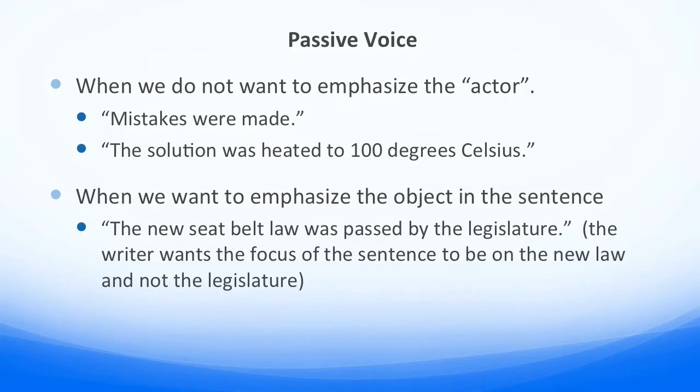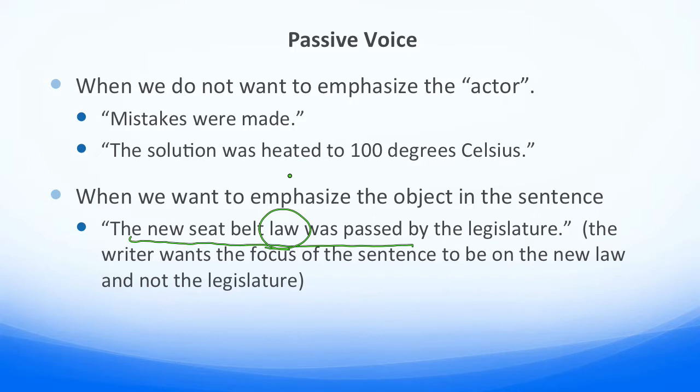Another reason we might use passive voice is because we might want to emphasize the object in a sentence. In this example, the writer wants to place the emphasis on the new law, not the legislature. So the writer places the new law in the initial position. Also, the new law may have been the focus of previous sentences, and the writer is following the old information to new information sentence pattern.